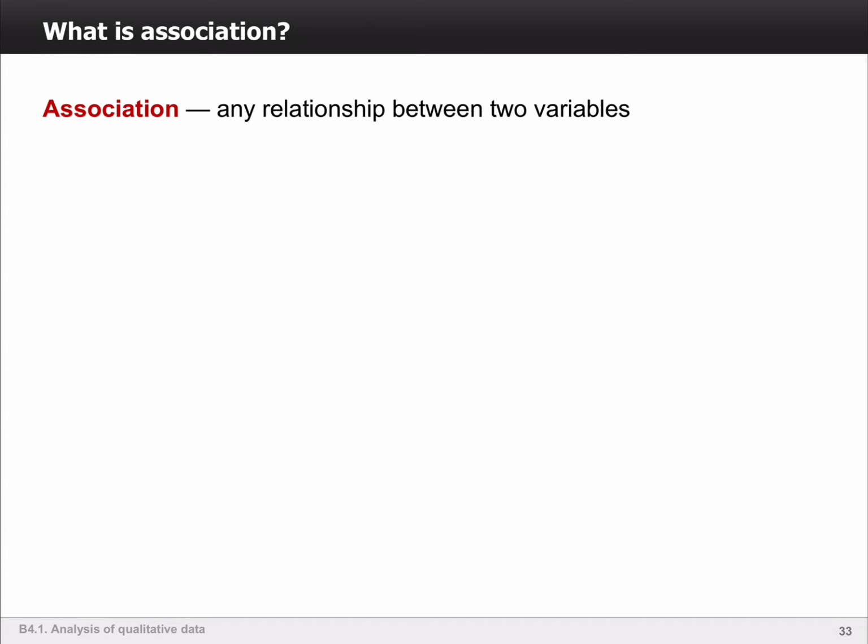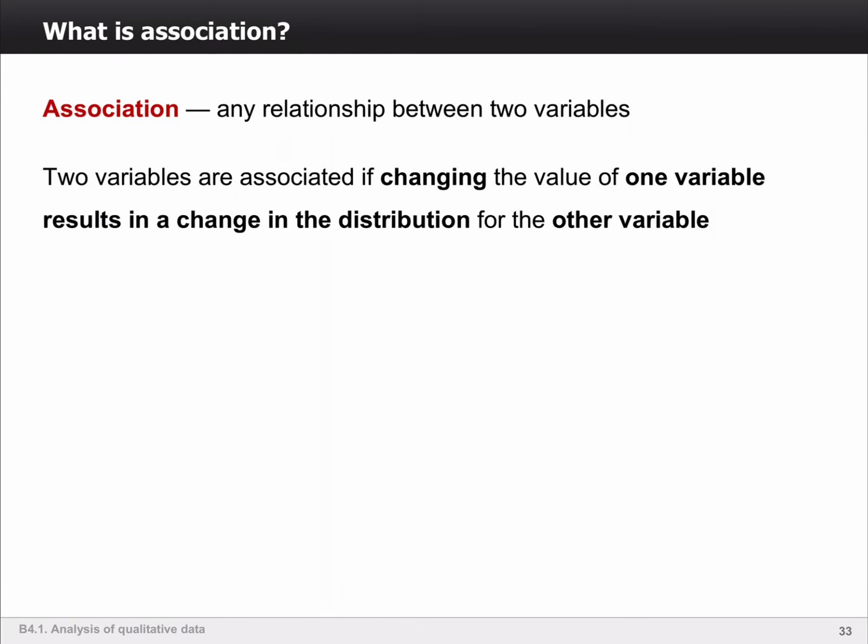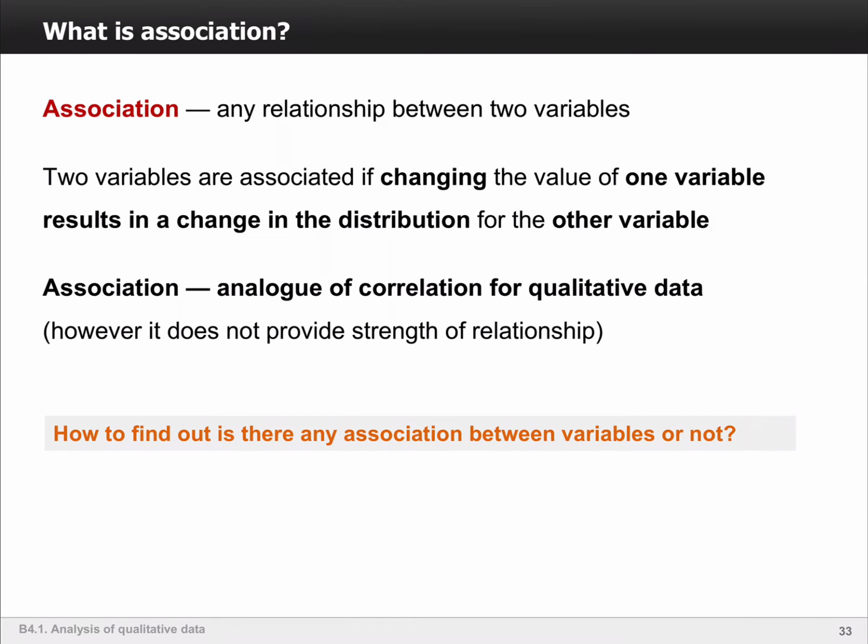In this video, we will talk about how to find similar statistics, but for qualitative variables. Two variables are associated if any change in one variable leads to a change in the second variable. For qualitative data, it means that if, for example, one proportion gets higher, what happens to the proportions for the other variable?